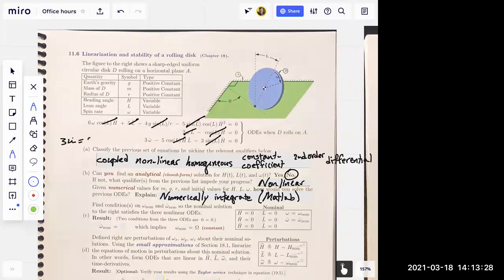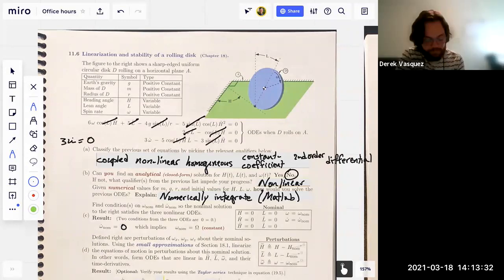That is correct. So omega dot nominal is 0, which implies that omega nominal is equal to some constant omega value. Questions so far?